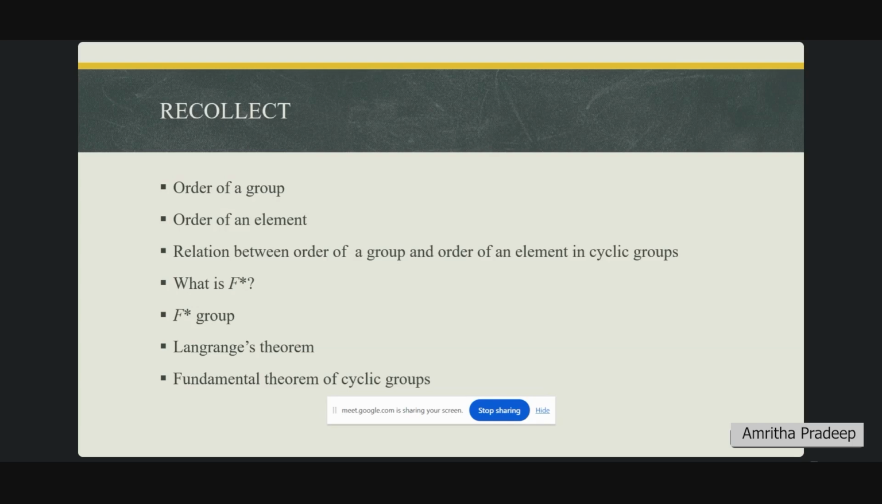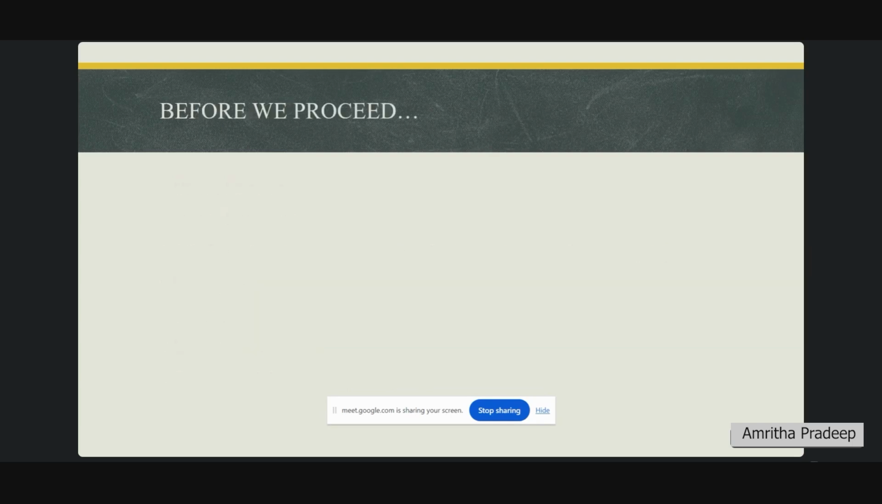Now, as I move on, I would like to introduce you to a notation, which is summation of psi of k over the divisors of n. So for now, consider psi of k to be just a function of k.